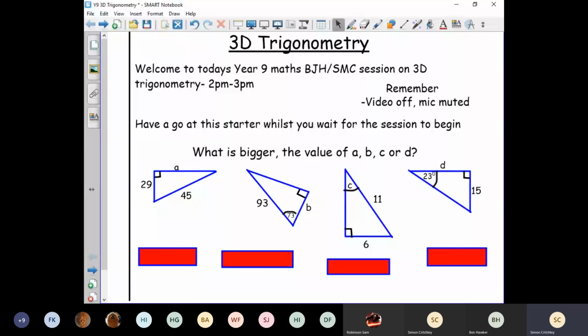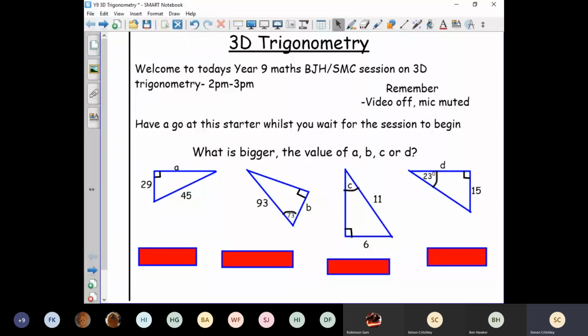If you've just joined the session, we just very briefly talked about the task this week. We're going to quickly go through some 3D trig examples. Make sure you've got a calculator with you and something to write on to be able to take part in the tasks and the questions that we do.